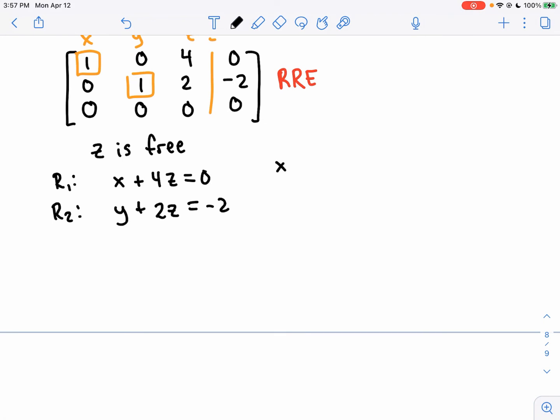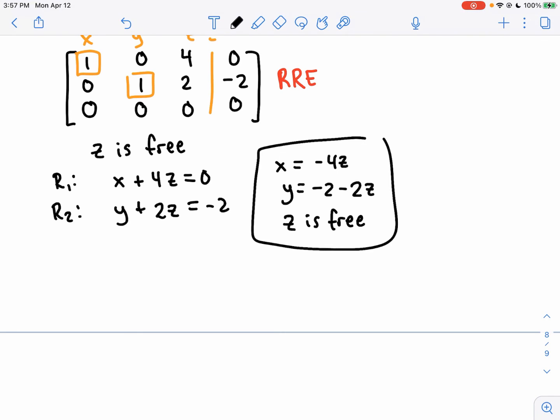So x is going to be equal to -4z. Y is going to be equal to -2 minus 2z. And z is free. So you can just write z as free again. And this would be our answer. This gives us infinitely many solutions because z can be whatever number you want.